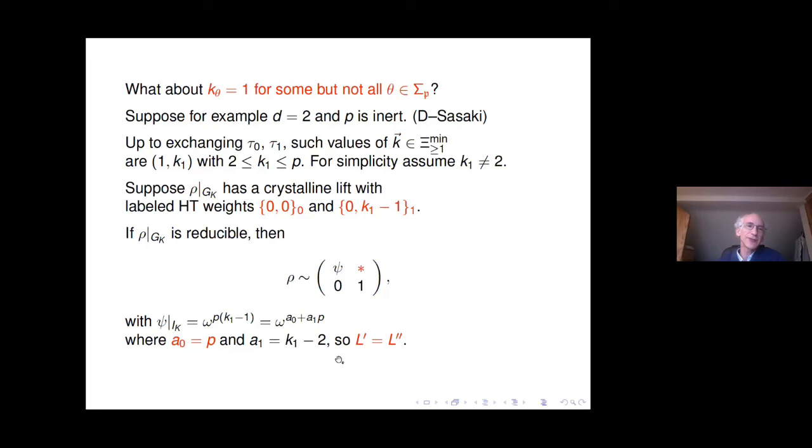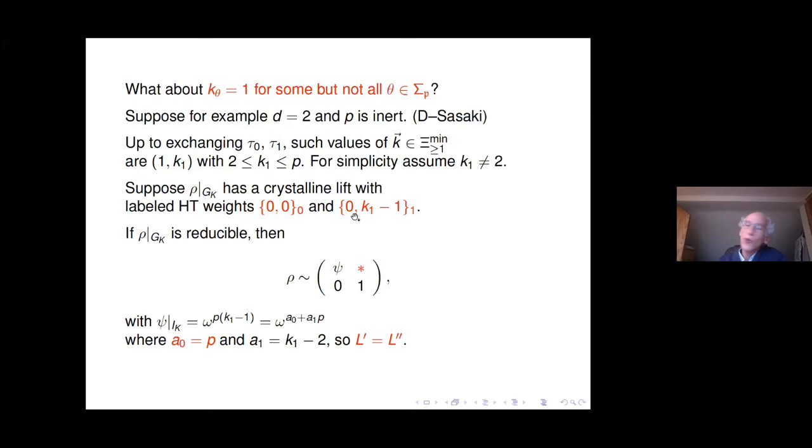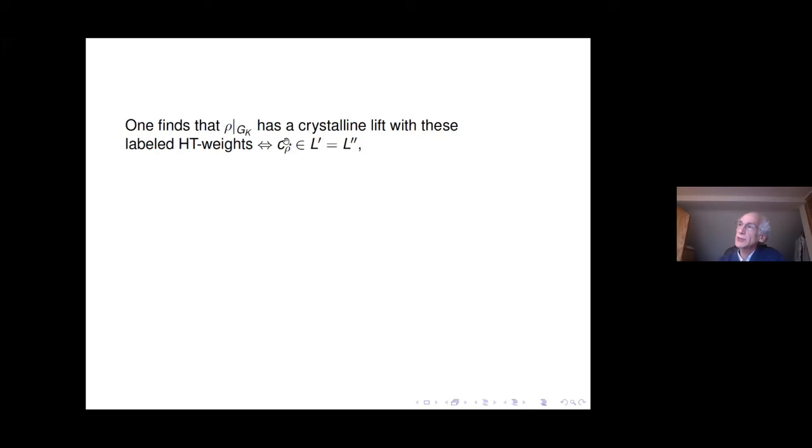And it turns out this distinguished line also determines whether rho has a crystalline lift, which corresponds to partial weight one. So having a crystalline lift corresponding to this partial weight one turns out to be equivalent, if the representation is reducible, to the extension class being in this distinguished line, which is when you have three Serre weights.